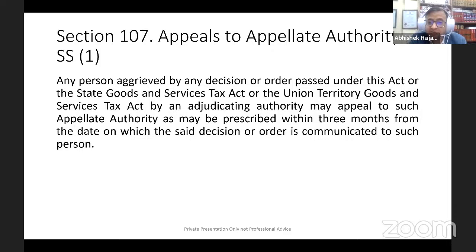The time period is 3 months from the date the said decision or order is communicated to you. Now the issue could be, what does the word communication mean?